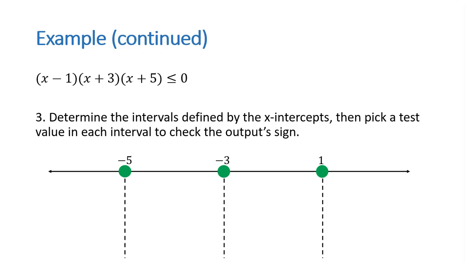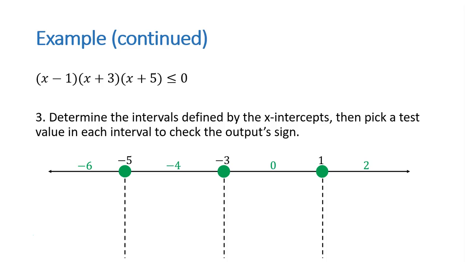Then I want to pick a test value in each interval. Pick something that's easy to plug in. The easier numbers to plug in typically mean you're less likely to make a mistake. So I'm going to pick -6, -4, 0, and 2. Let's start with -6.